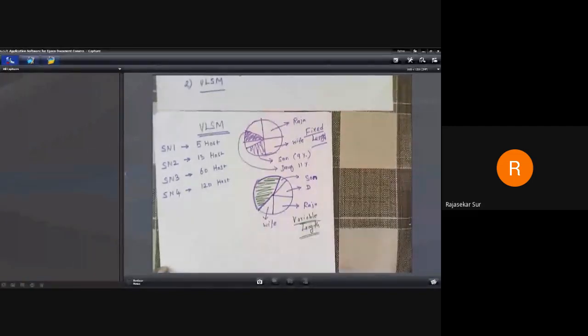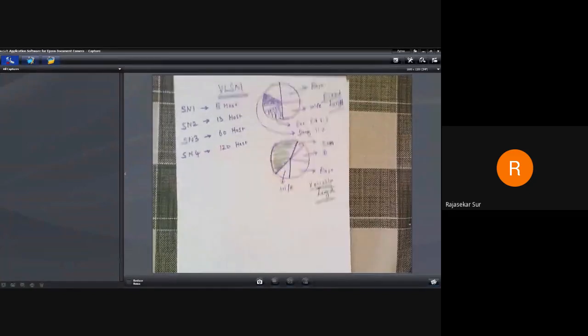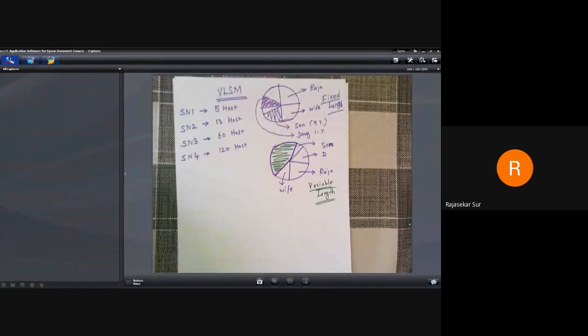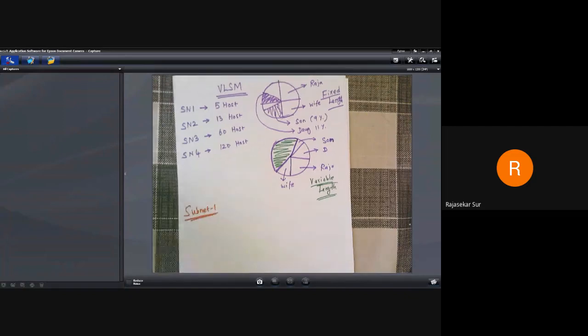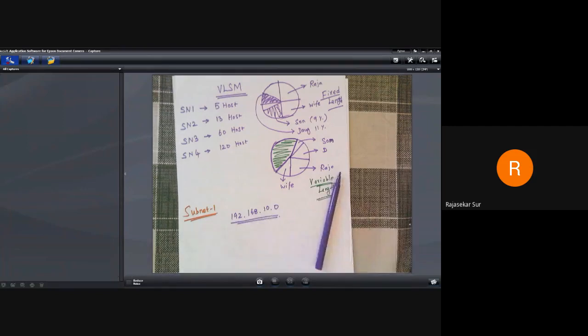Same thing. Now I'm going to make a table and solve this problem. Listen, I'm going for subnet 1. What is the given IP address? Our network is 192.168.10.0. This is our major network. Before solving, just 1 minute, I'll show you a website, and then I will come back here.